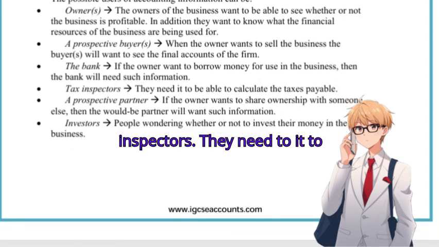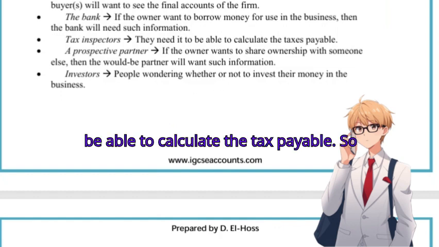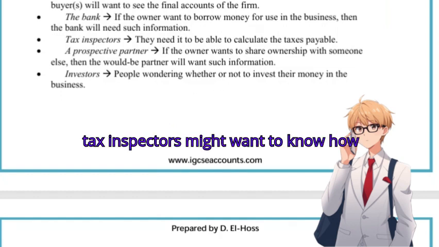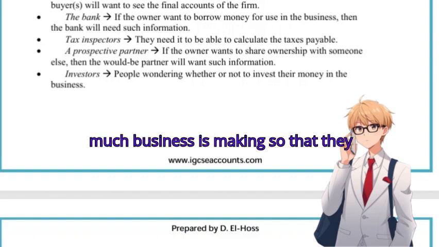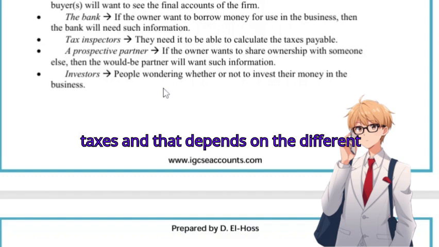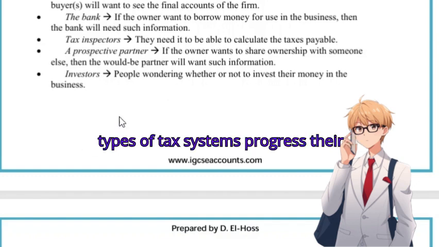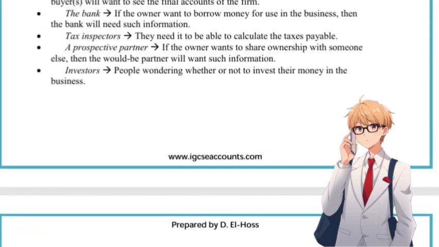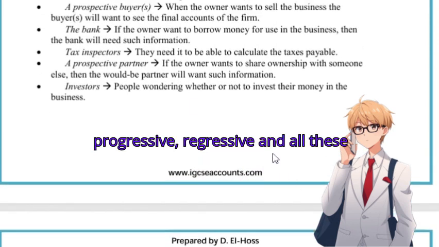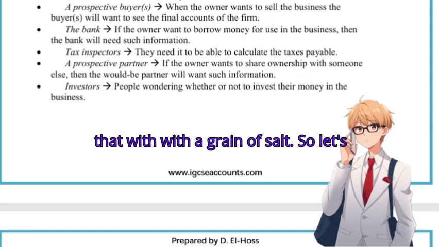We have tax inspectors. They need it to be able to calculate the tax payable. Tax inspectors might want to know how much the business is making so that they can work out its taxes. That depends on the different types of tax systems. There are different types of tax systems: progressive, regressive, and all these other things. We'll look at that in the next video. But for now, we'll just take that with a grain of salt.